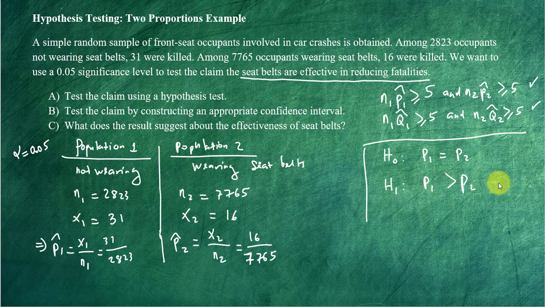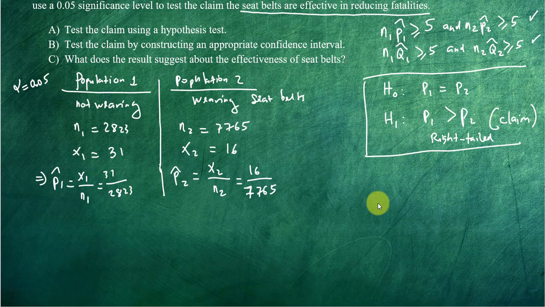So we are looking to test for this claim. And because this is p1 bigger than p2, or the arrow is pointing to the right, this should be the right tail case. And now we need to find the test statistic. So what is the test statistic in this case? That is the next step. Okay, test statistic.